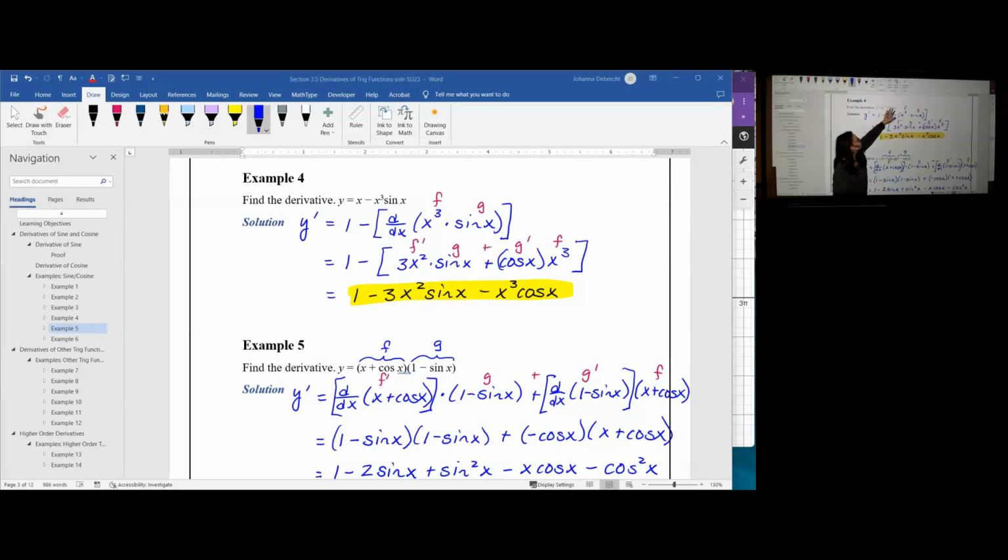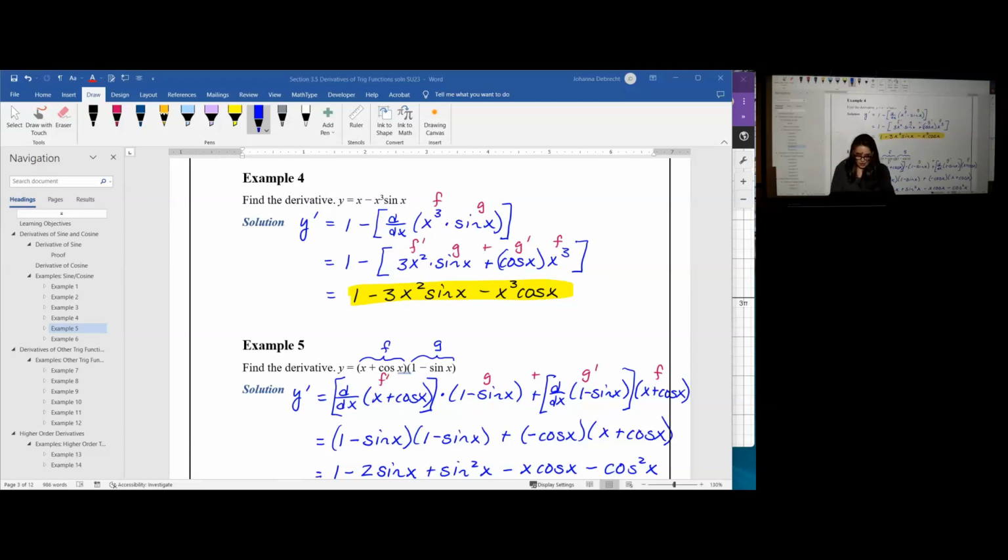We take the derivative of each term individually. The derivative of x is 1. Then we apply the product rule to the second term. X cubed becomes our f, sine of x is our g. The derivative of x cubed is 3x squared. Then we multiply by g, which is sine x. Add to that the derivative of g, which is going to be cosine, times f unchanged. When we work it all out, we get the result 1 minus 3x squared sine of x minus x cubed cosine x.